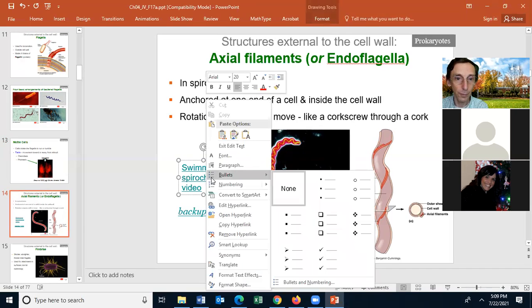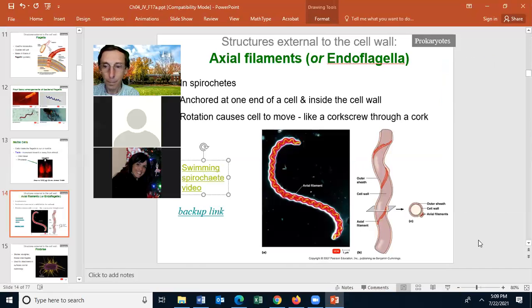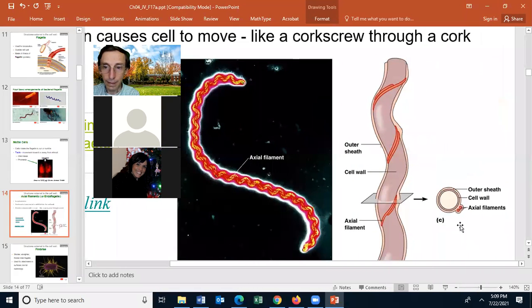Let's see if I can get that to open. We won't watch it right now, but we will shortly. And as you can see, the endoflagella there wraps around the cell. And let me see if I can blow this up. When we look at it this way, you can see that it's inside the cell wall. It is a little bit of an extension of the cell wall, meaning it makes the cell wall a little bigger, but it is wrapped by the cell wall, shown in the pink. And I don't know, the red is the axial filament. Any question about any of that?